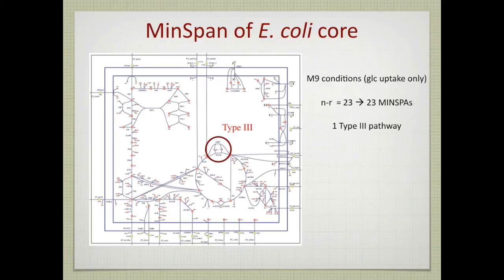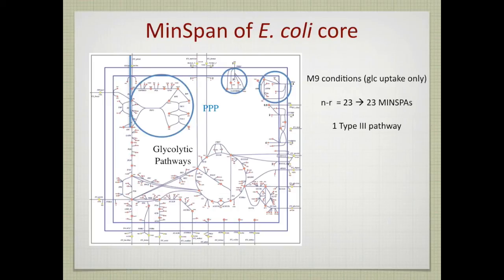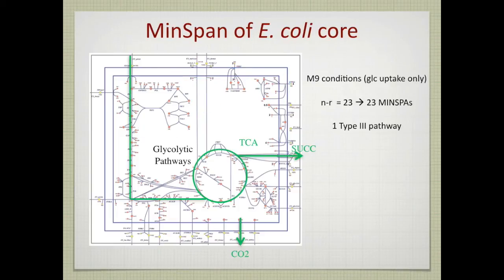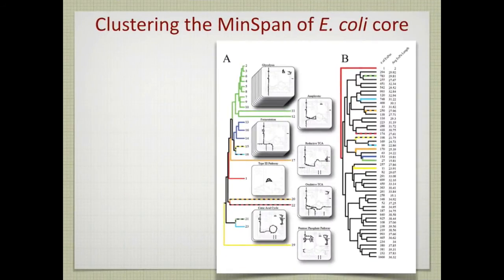Turns out there are several pathways associated with the fermentation pathways. There are several of them associated with the pentose pathway and ETS functions. There are a set of pathways associated with the TCA cycle. And when you look at the structure of the MinSpan, shown in panel A, you will see that there are 8 primary biochemical dimensions in it. It's not really 23-dimensional.